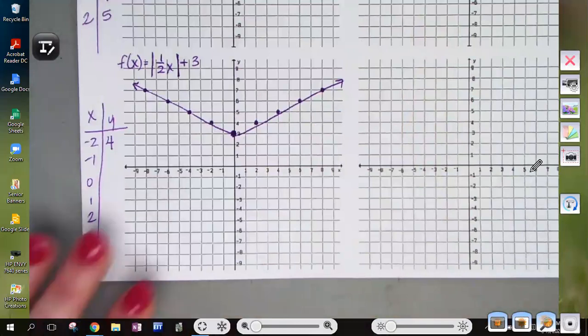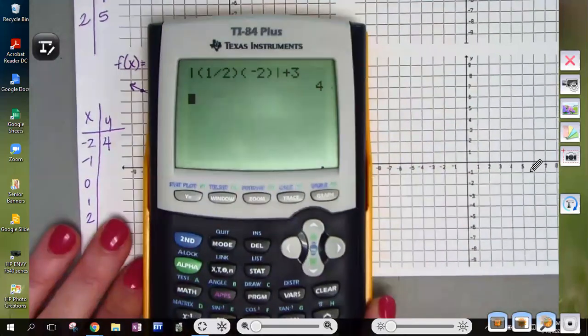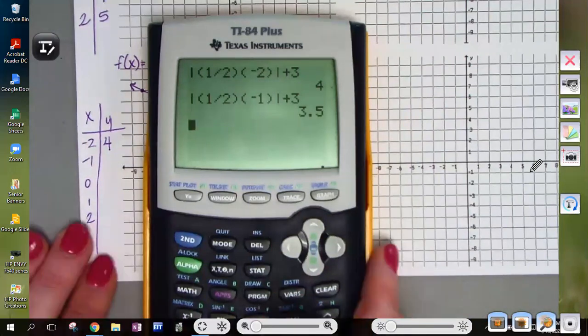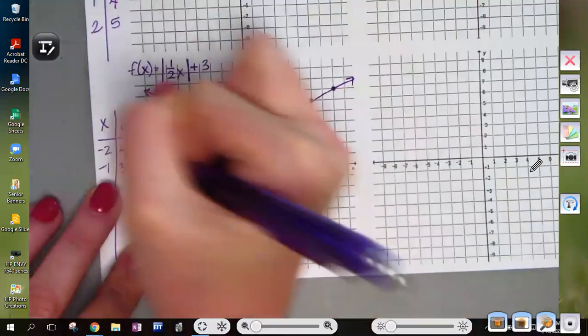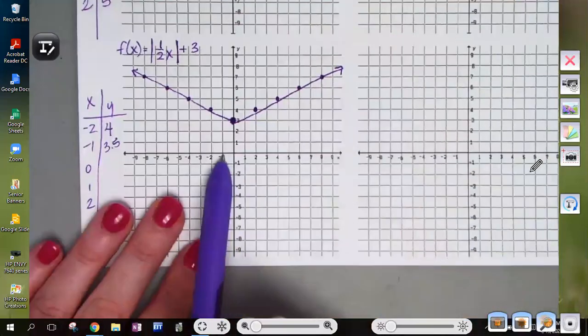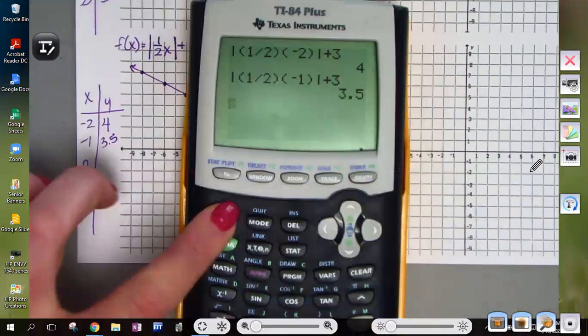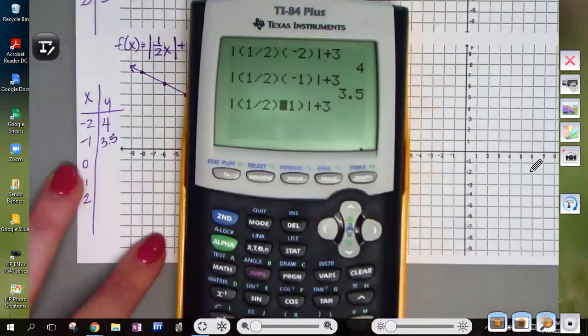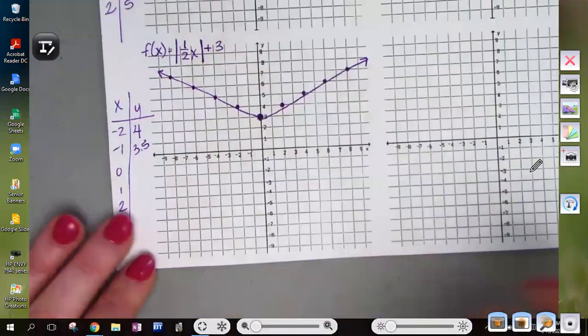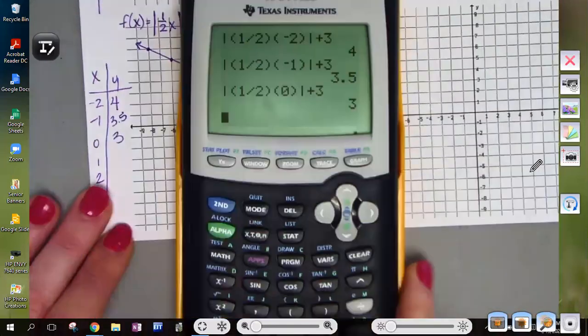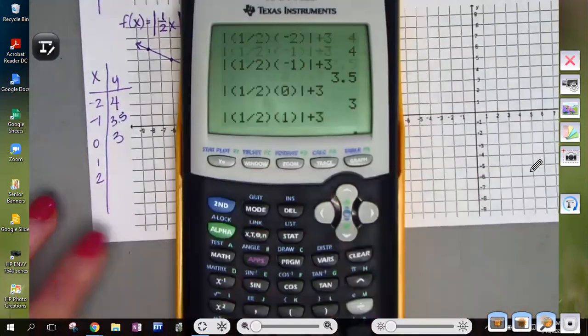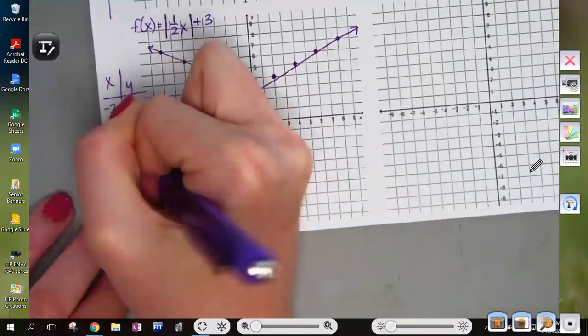All right, now instead of having to type that all over again, you can just arrow up and highlight it and hit enter, and it will bring it again. I can just arrow over and change that to a -1. And it is what? 3.5. Now that one would have been hard to graph, but we can still see if we go to -1, it's right there at 3.5. Then at 0, I'm just going to change this to 0. 0 would be 3. Then I'm going to do it again, and I get 3.5 and then 4.